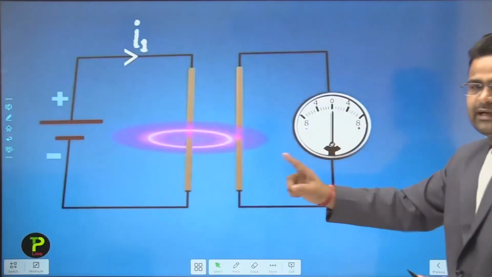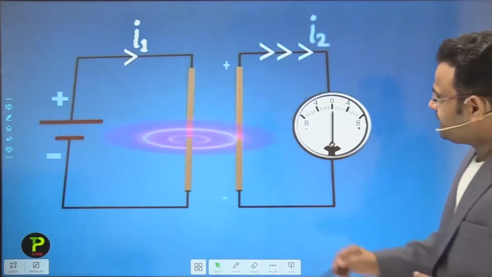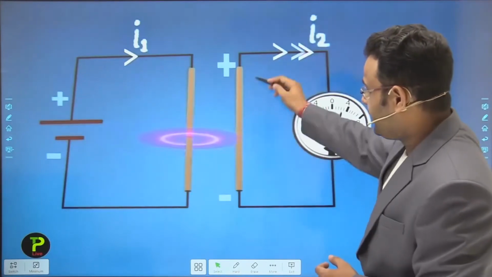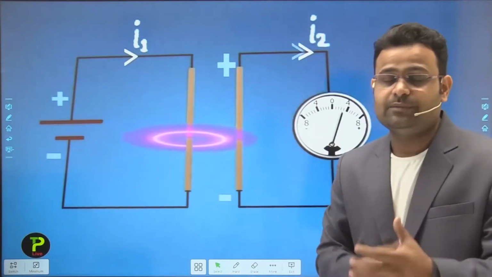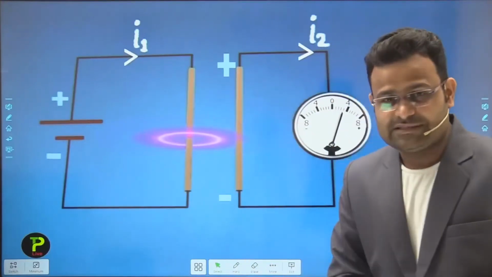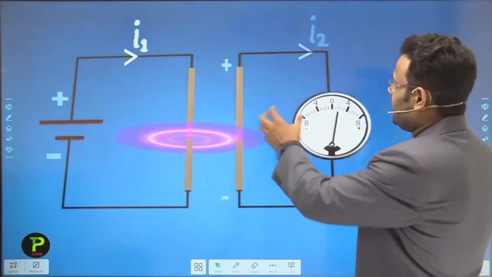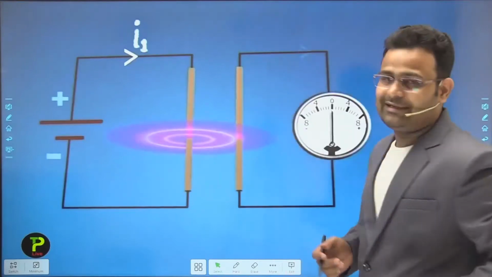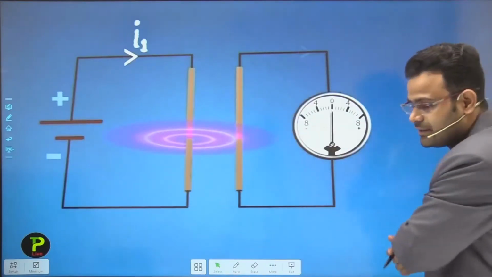And in the nearby conductor, the flux changes continuously, and a current will be induced in that conductor, and the galvanometer will deflect.